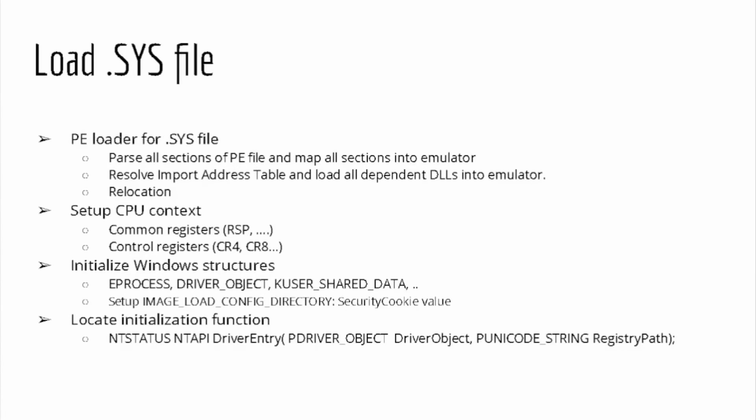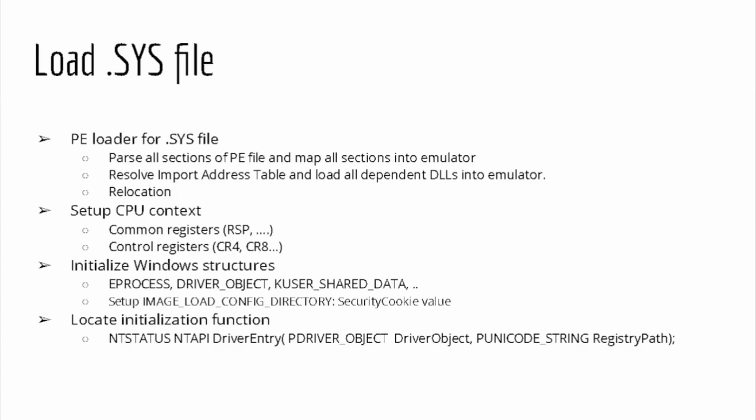Every driver is a PE file, and the subsystem field of the optional header equals 1. So I have to read the header and file sections, and write them into the memory of the emulator. I also load dependent libraries, resolve the import and write the table. After that, I check the relocation table to relocate every address.